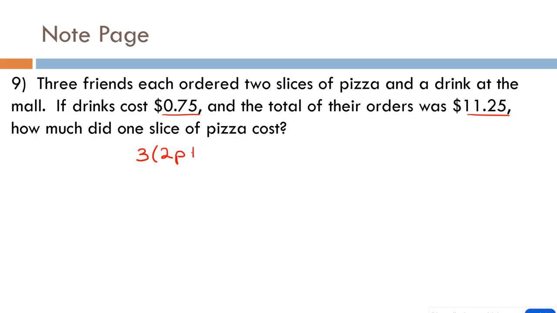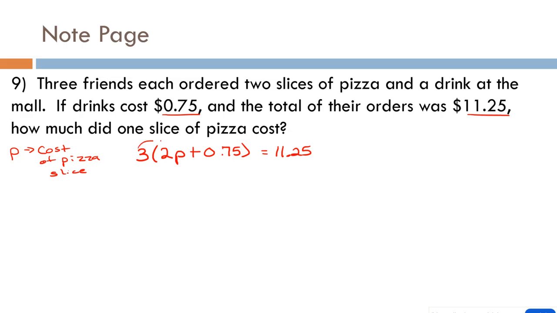They also ordered a drink, so they also added that 75 cents that they purchased, right? So what I see is that each person bought two slices of pizza plus the drink for 75 cents, and there were three of them. Now it said their total was $11.25. So there is your equation set up. Now one thing we are going to ask you to do is to define that variable. P is the cost of a pizza slice, just so we can make sure we know what you intend by that P.